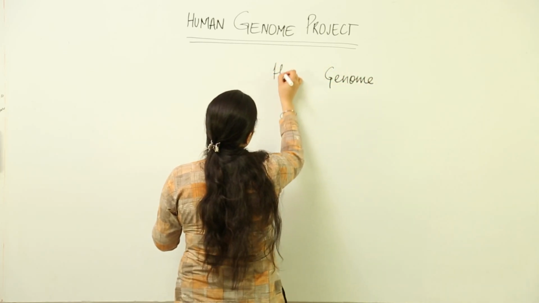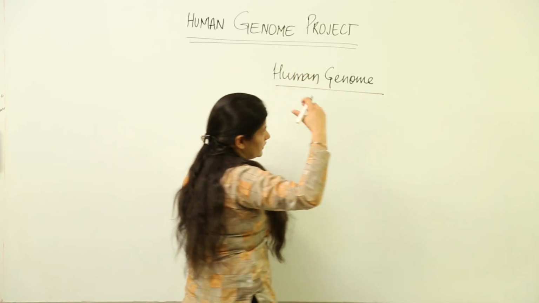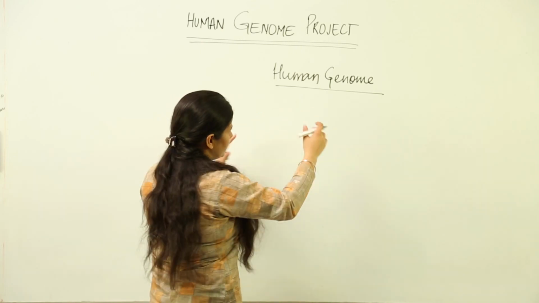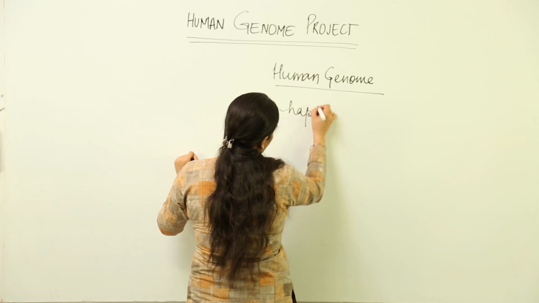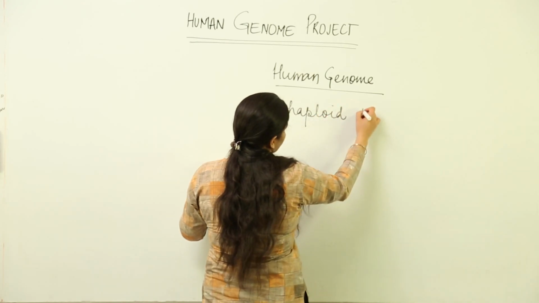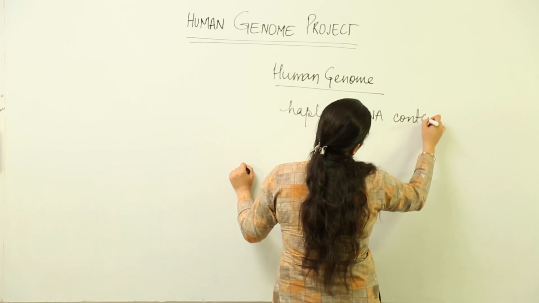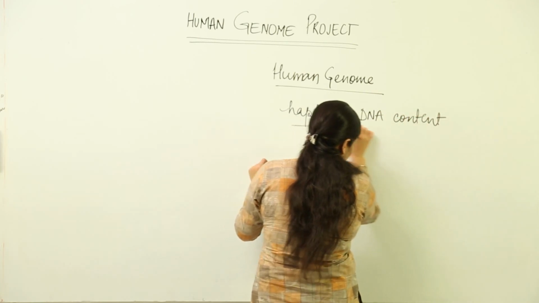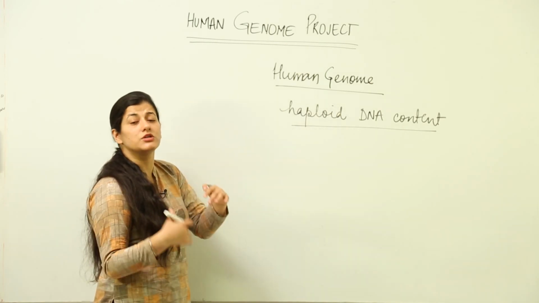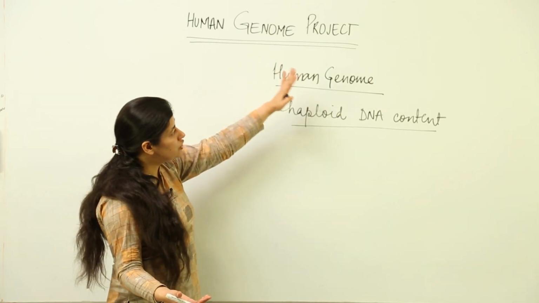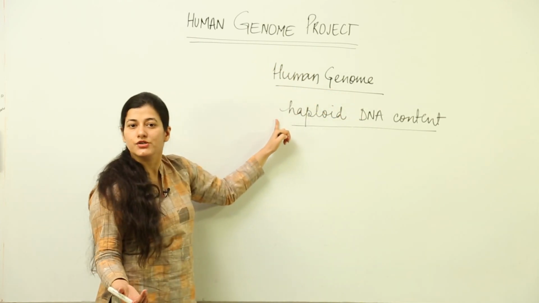Now, what does genome mean? I don't recall whether we have done this term earlier. If we haven't, I am going to repeat it: genome refers to the haploid DNA content of an organism. That is its genome. Haploid DNA content. It could be a haploid organism, a diploid organism, or a triploid organism, but wherever genome is referred to, it will refer to the haploid DNA content of the organism.